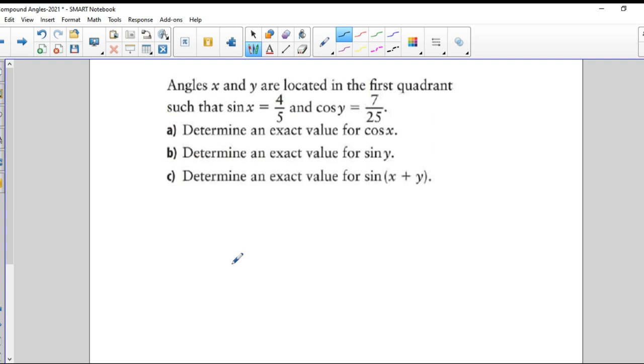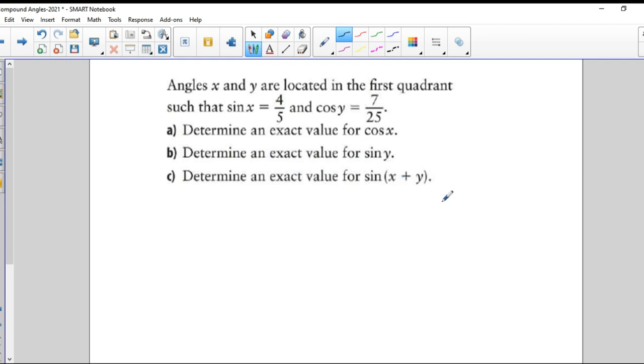So these are both first quadrant angles, such that the sine of X is 4 over 5, and the cosine of Y is 7 over 25. It's a very similar question. Find the exact value for the cosine of X, the exact value for the sine of Y, then find an exact value for the sine of X plus Y.